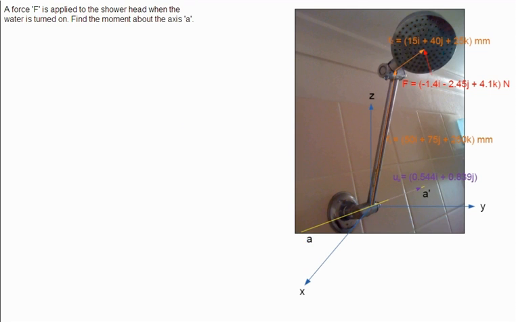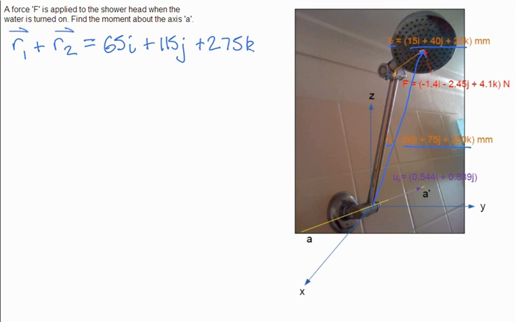The first step in solving this problem is to find a vector which goes from the origin up to the force vector. And to do this, we add vector R1 to vector R2. So vector R1 plus vector R2 equals 65I plus 115J plus 275K, which we will denote as R.